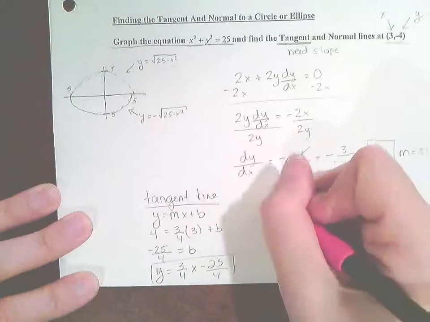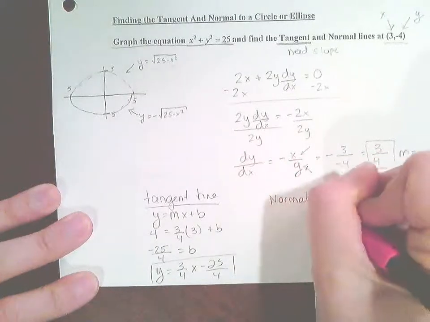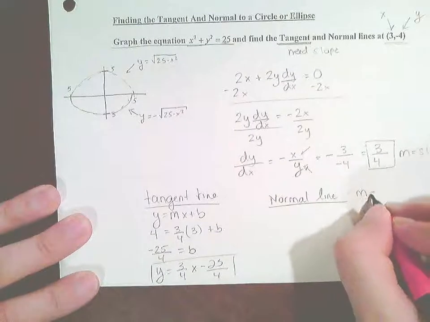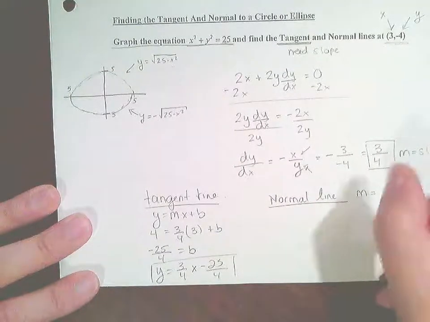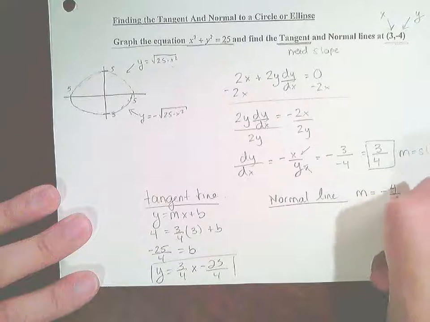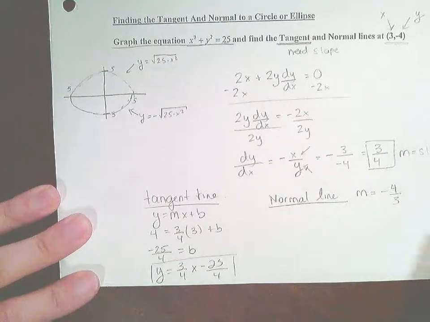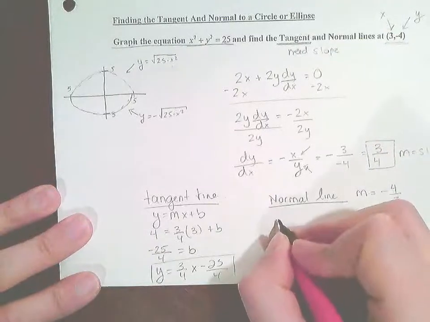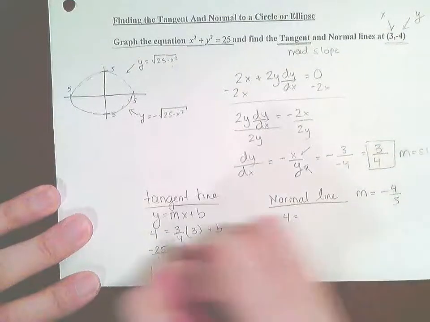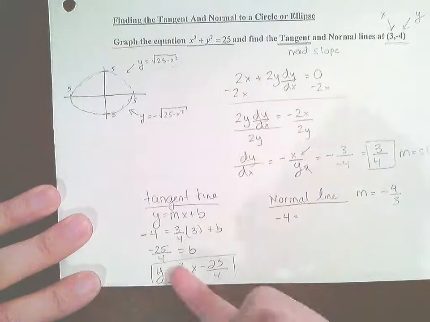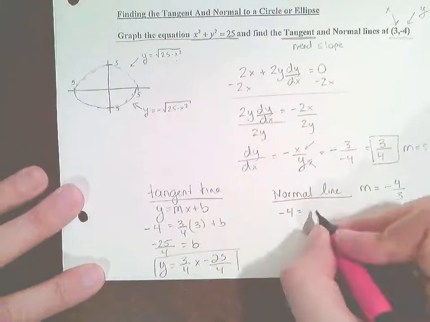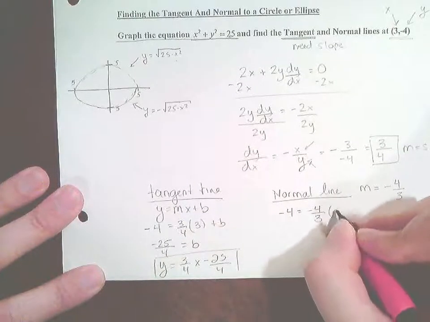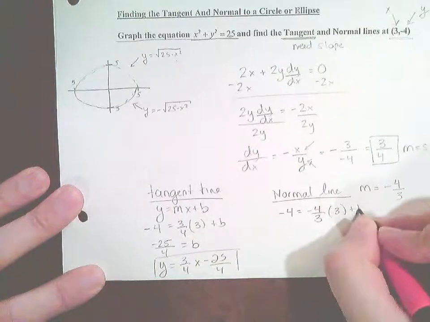Okay. Now what's the equation of the normal line? Remember the normal line, the slope is now going to be the opposite reciprocal, so it's going to be negative 4 over 3. My x and my y are still the same. They're still going to be 3 and negative 4. So y is negative 4. Oh, that should have been a negative. You still get the same answer. I already did the math. Negative 4 equals negative 4/3 times 3 plus b.